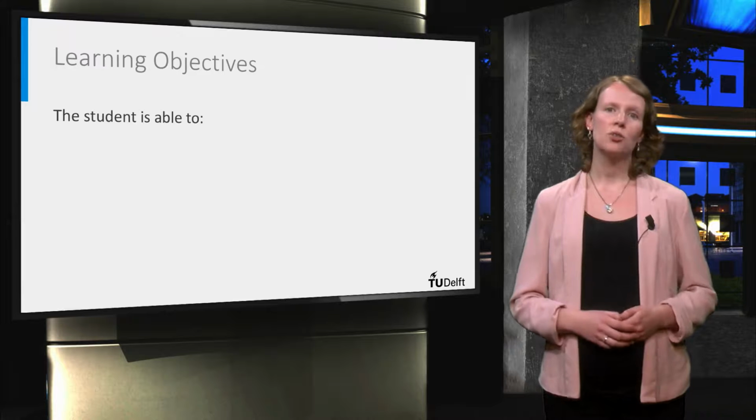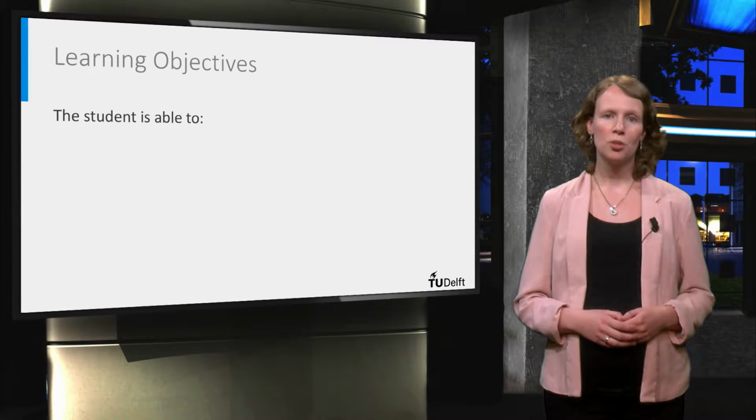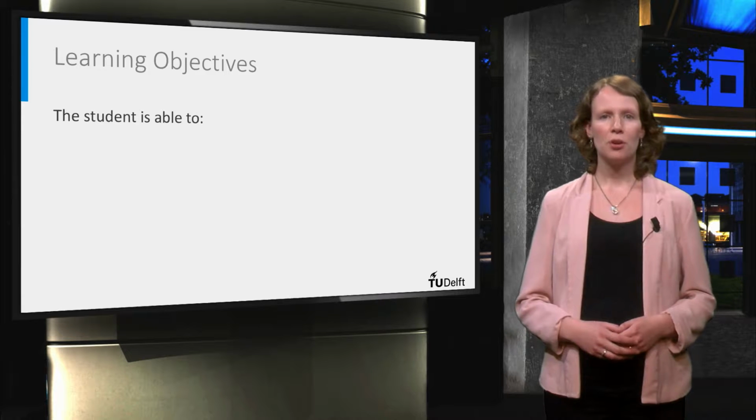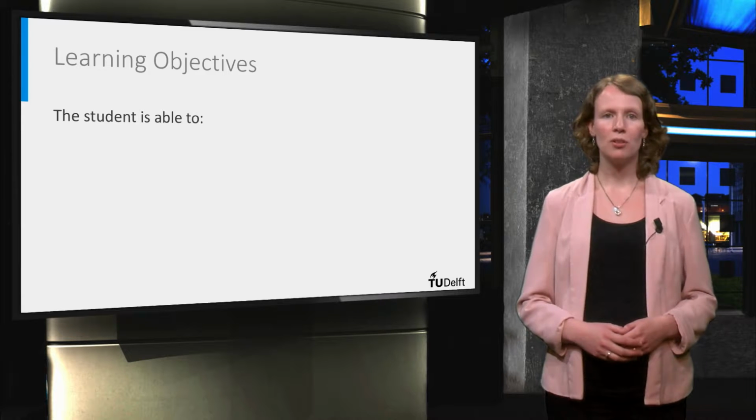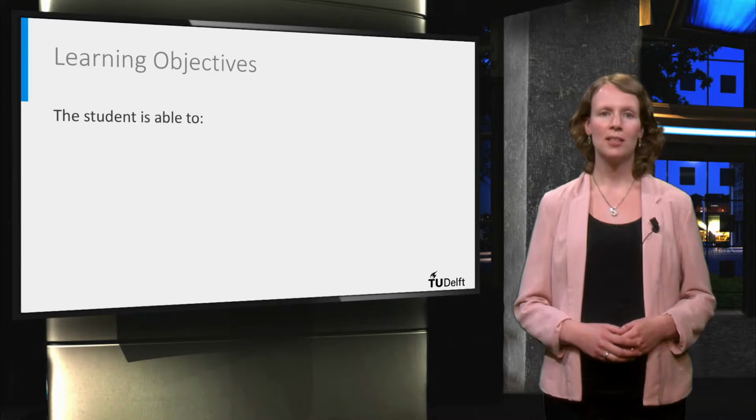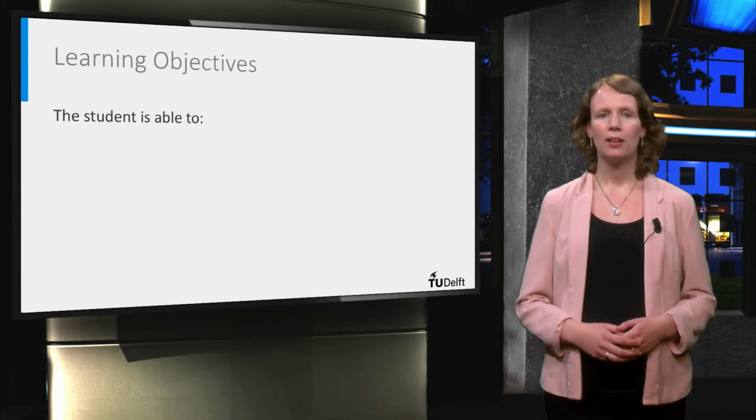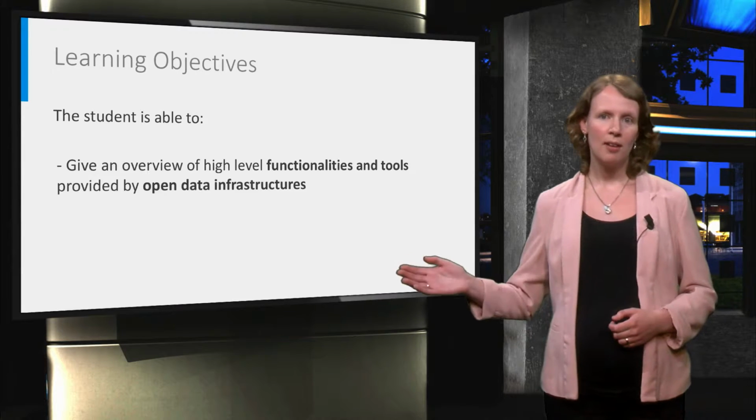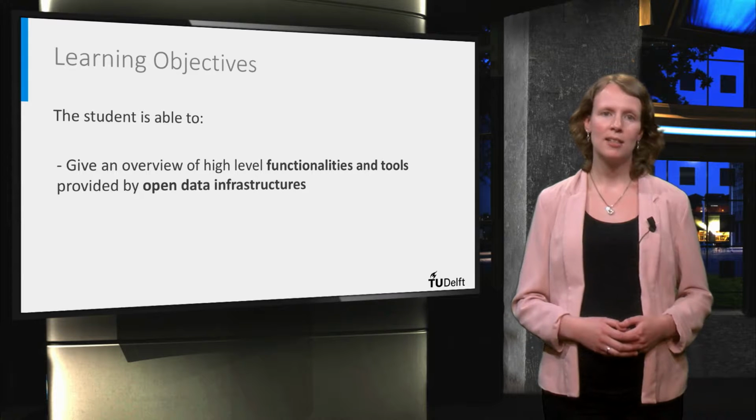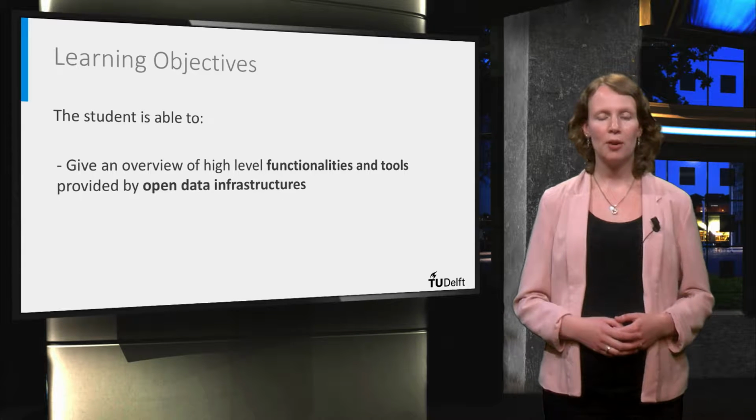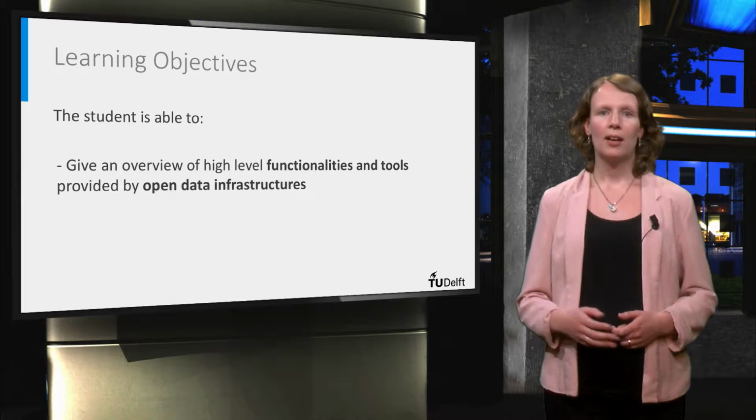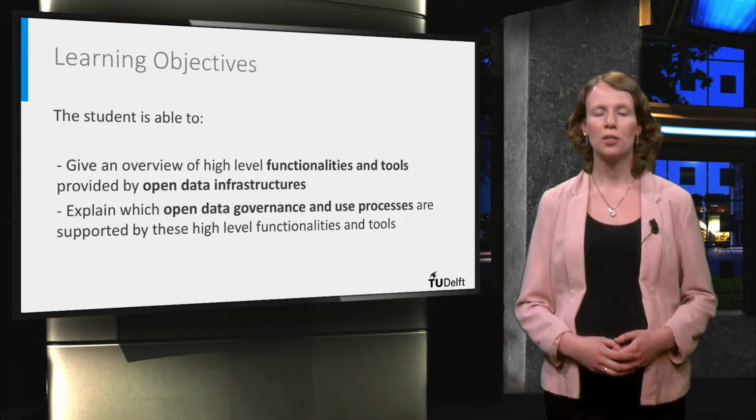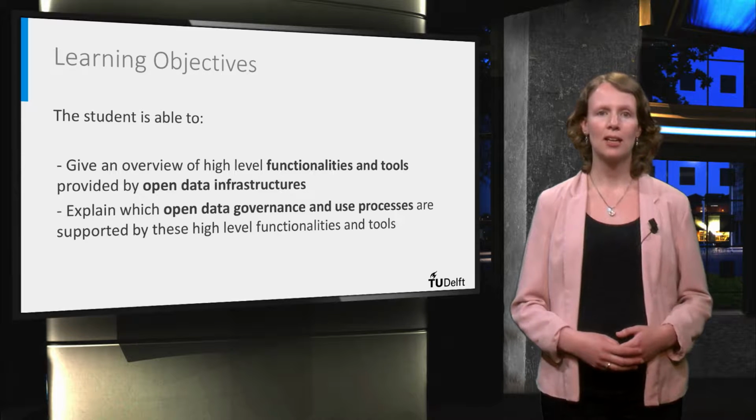This video relates to the infrastructure functionalities and tools that are needed for data governance and use processes. I focus on high-level functionalities, and various sub-functionalities can be found within these functionalities. After this video, you should be able to give an overview of high-level functionalities and tools that are provided by open data infrastructures, and to explain which open data governance and use processes are supported by these infrastructure functionalities and tools.